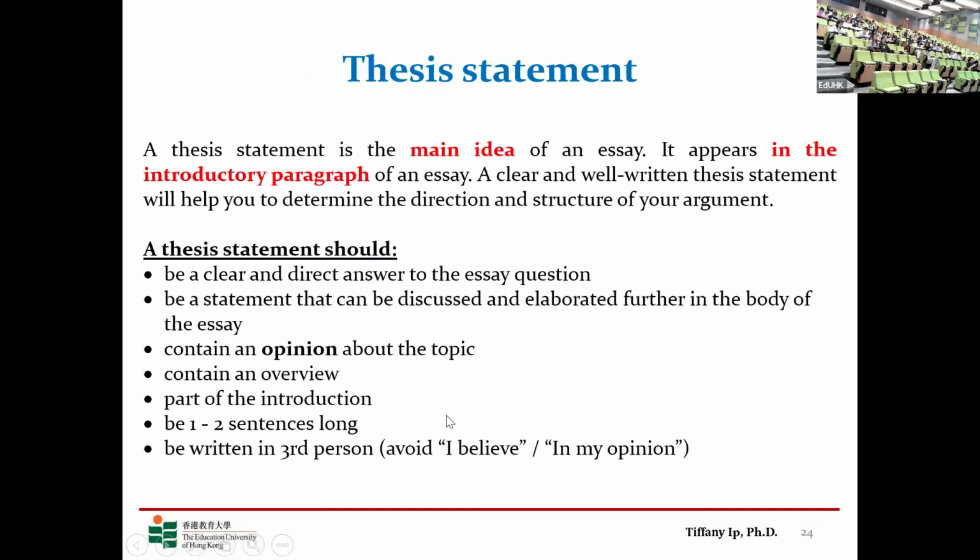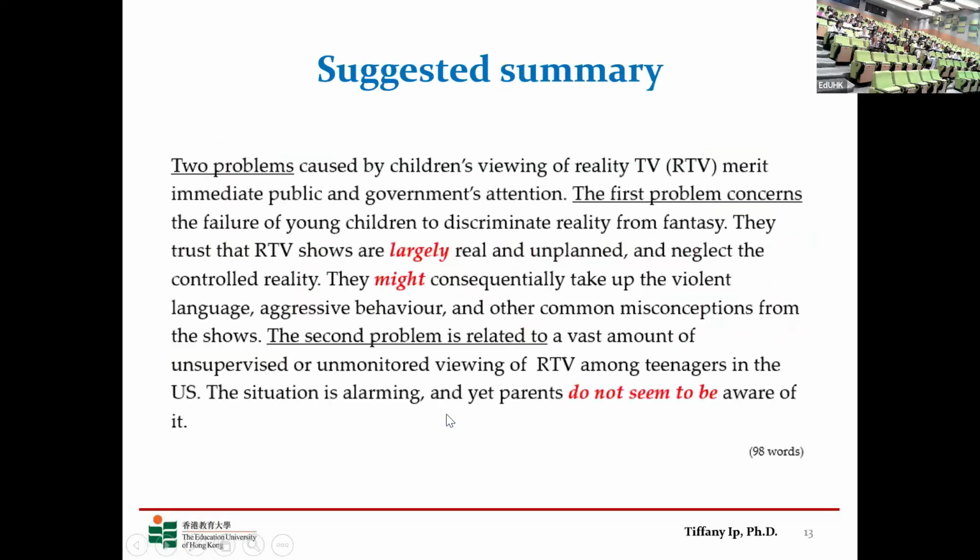Again, if we go back to the summary, although it's not really about a topic sentence, I think you can imagine it in this way. Remember, I gave you the suggested summary for the RTV shows. So in this paragraph, you talk about 2 problems and you give details about that. The topic sentence can be something like this: 2 problems caused by children's viewing of RTV merit people's attention. So I understand instantly this paragraph is about problems related to RTV, and you're going to talk about 2 of them. But I don't need to give all the details about the 2 problems. Okay? So that is the balance you try to strike.